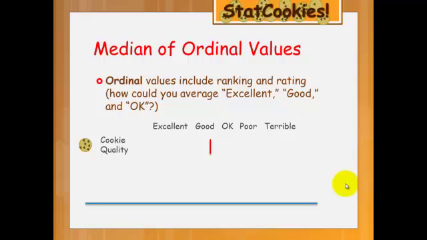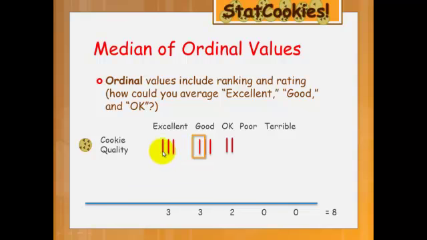So here I'm going to calculate some cookie quality values. Let's say I've done a survey. And after I'm done, I can add up my numbers to find out how many measurements I had, how many observations. And I have 8 observations overall. But how am I going to take an average here? That can't really be done.